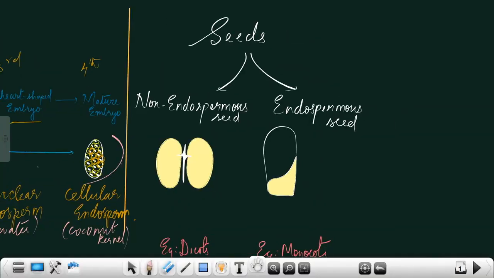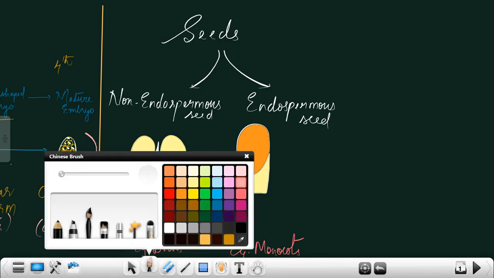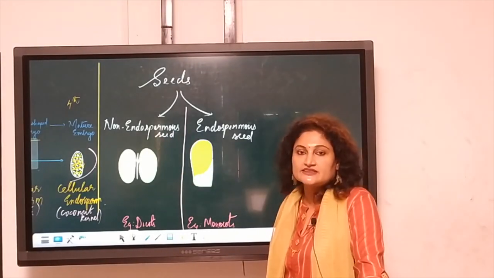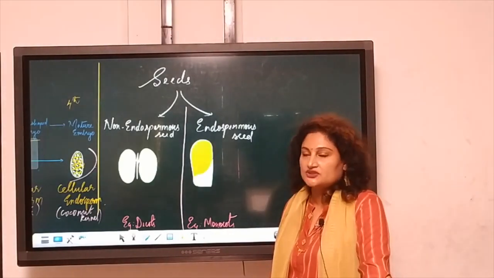So I'm coming to the next topic, types of seeds: non-endospermous seeds and endospermous seeds. As I told you, in non-endospermous seeds the entire endosperm is utilized by the developing embryo, and in endospermous seeds only a part of the endosperm is utilized. The remaining endosperm remains in the seed. See, what I have highlighted in yellow is the endosperm. And we have learnt in 11th standard which seed this is. This is a dicot seed and this is a monocot seed. So remember, examples of non-endospermous seeds are the dicot seeds, and examples of endospermous seeds are the monocot seeds.